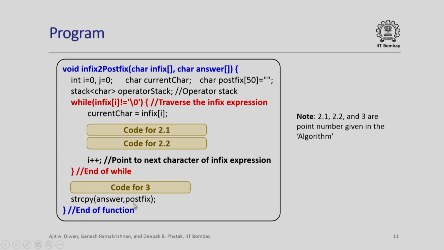Finally, since we have assembled the final output in the postfix string, we will copy that string to answer, which is the parameter to be returned. That is the end of the function. Let us look at the code for 2.1, 2.2 and the code for 3 in the subsequent slides. These incidentally are point numbers which are given in our algorithm, so you can easily identify the logic that we need to implement here.